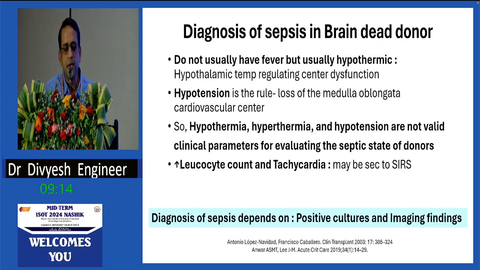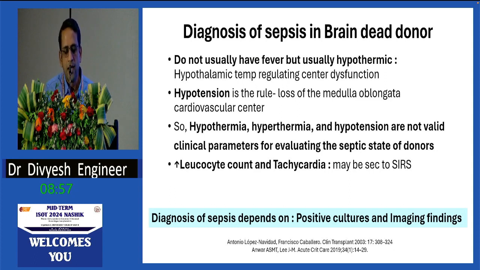Now coming to the donor with sepsis. Diagnosis of sepsis in a brain-dead donor is quite difficult because normally there is no fever because of the failure of the hypothalamic temperature-regulating center. If there is fever, it is usually before they are declared brain dead, and once they are declared brain dead, the fever is usually not there, and many times they are hypothermic.